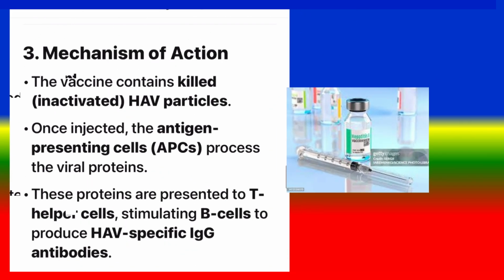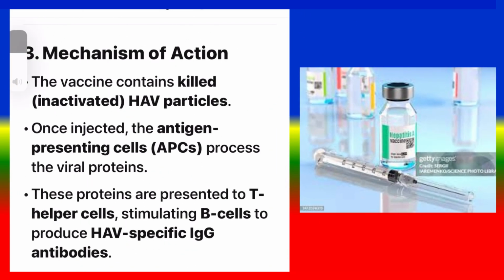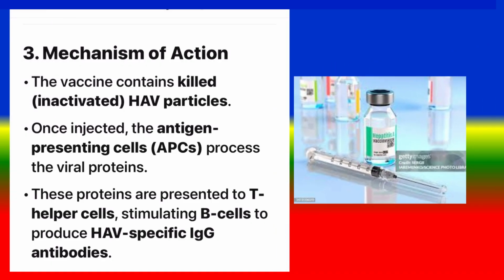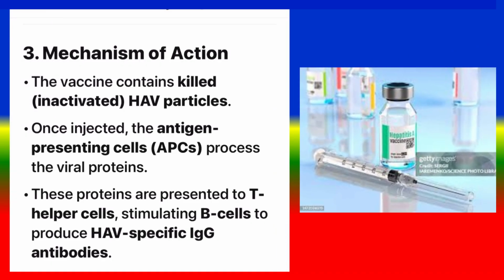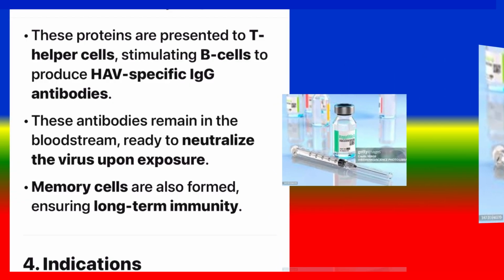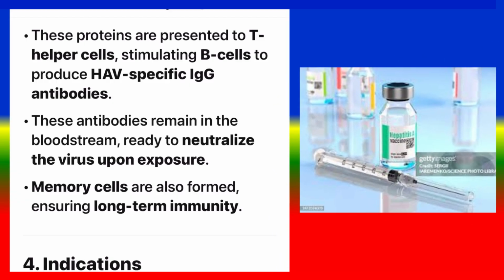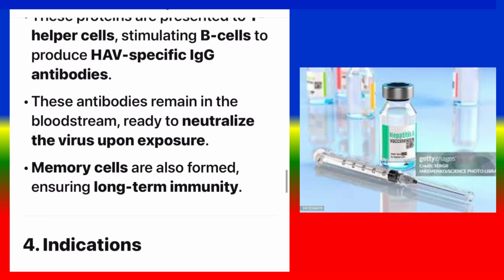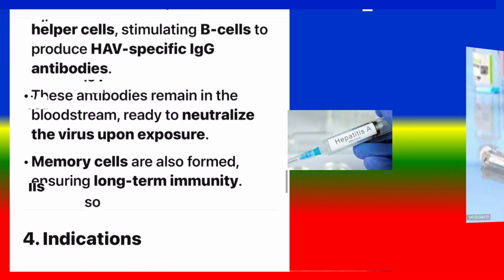3. Mechanism of action. The vaccine contains killed, inactivated HAV particles. Once injected, the antigen-presenting cells, APCs, process the viral proteins. These proteins are presented to T helper cells, stimulating B cells to produce HAV-specific IgG antibodies. These antibodies remain in the bloodstream, ready to neutralize the virus upon exposure. Memory cells are also formed, ensuring long-term immunity.